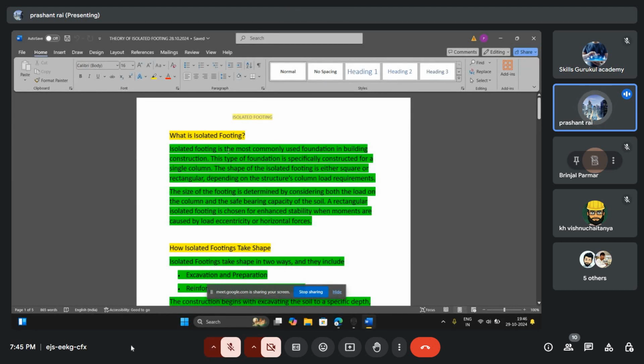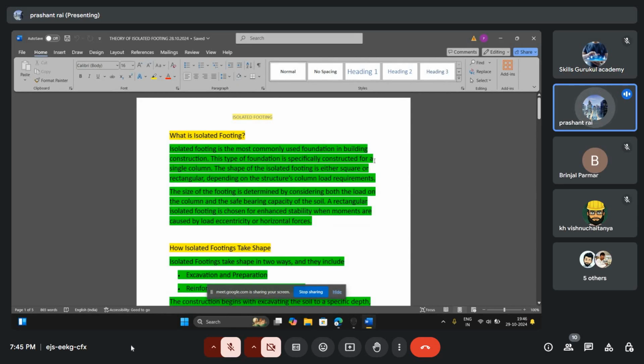Today I'm going to discuss the isolated footing. So we start with the isolated footing. As you already know, isolated footing is the most commonly used foundation in building construction. This type of foundation is specially constructed for a single column. The shape of an isolated footing is either a square or a rectangle, depending on the structure, column and load requirement. This is a very important thing.